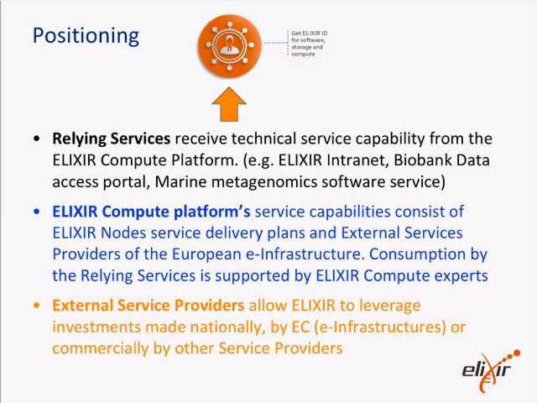So we are not doing this alone, or we can't. Basically, we have to position ourselves between the relying services, like the European Genome-Phenome Archive that is part of the demonstration today, acting as a translator for also the external service providers like the European e-infrastructures. So the ELIXIR Compute platform supports the different use cases by providing expertise on how to utilize things like the GÉANT network and the trust framework that they are running to identify researchers in Europe.